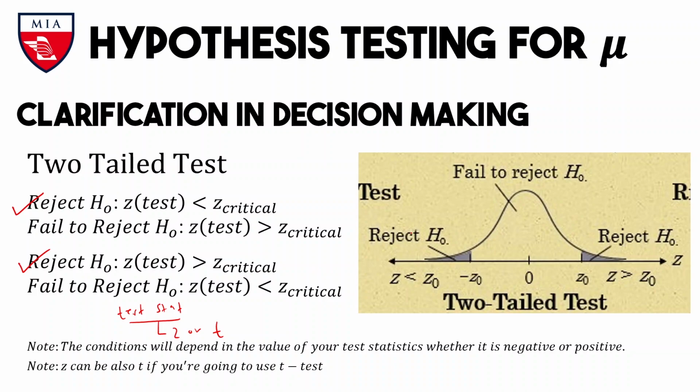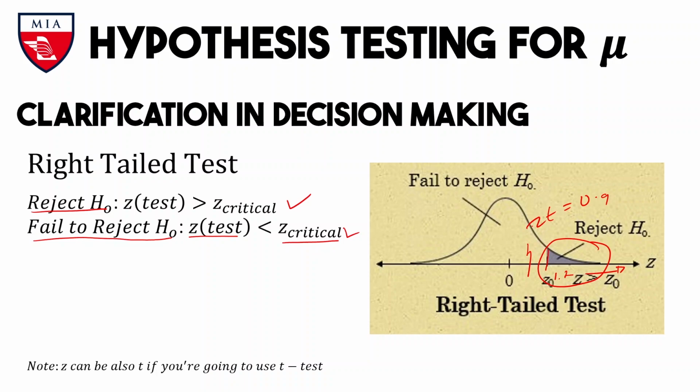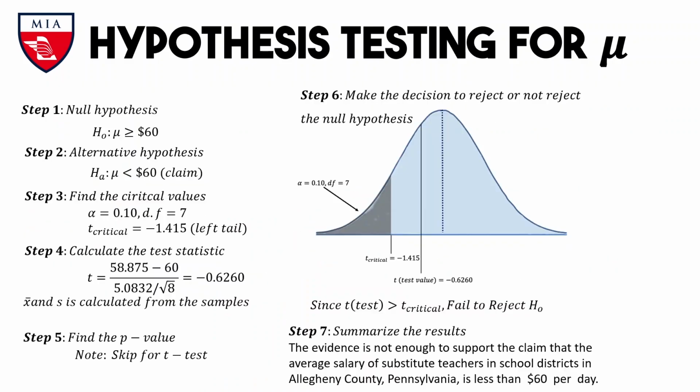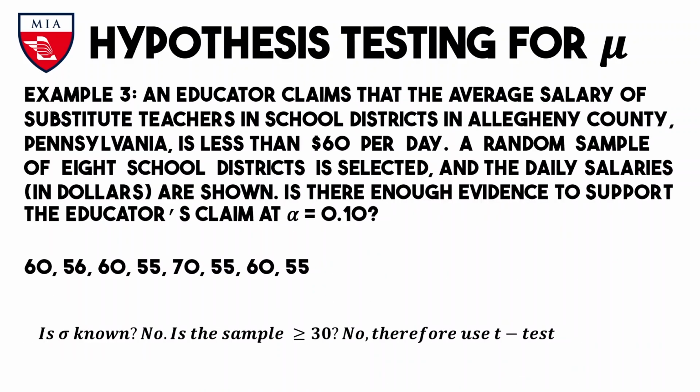Always remember, in terms of left-tailed, we have negative. In terms of right-tailed, we have positive. So this is for the negatives. So let's have a two-tailed example again.